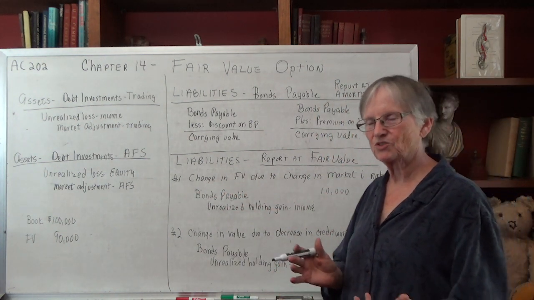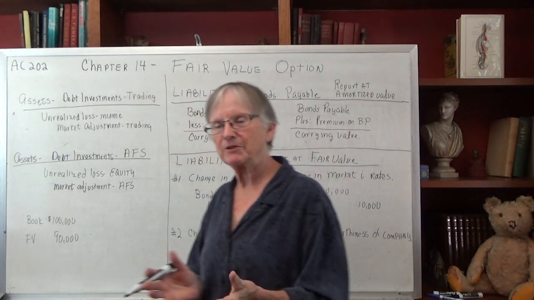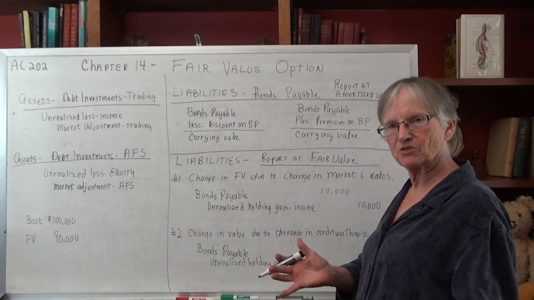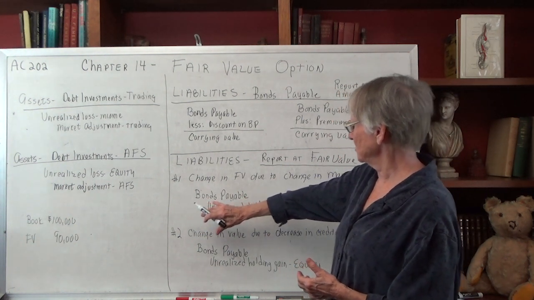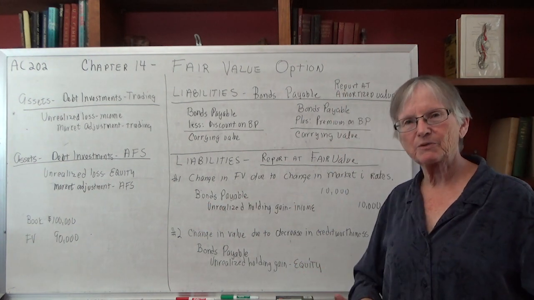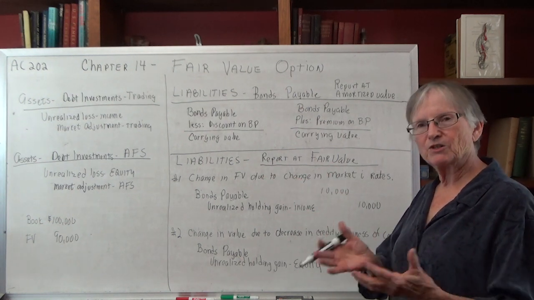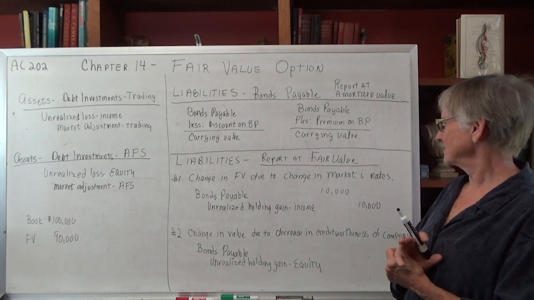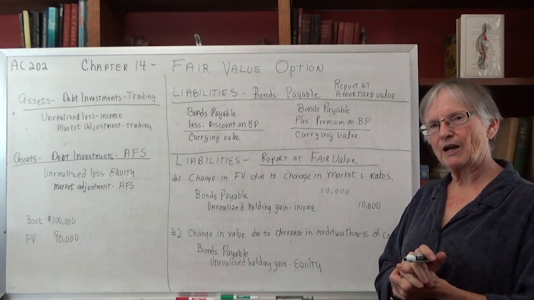Now, that is in the situation where the change in the fair value is due to the change in the market interest rates. So there's a couple of different things that can happen. It can be because of a change in the interest rates. That's something the company cannot control. And so in that case, they're going to be reducing the value of the bonds. Maybe our bonds are paying 6% and the market rates just went up to 8%, so our bonds have declined in value.